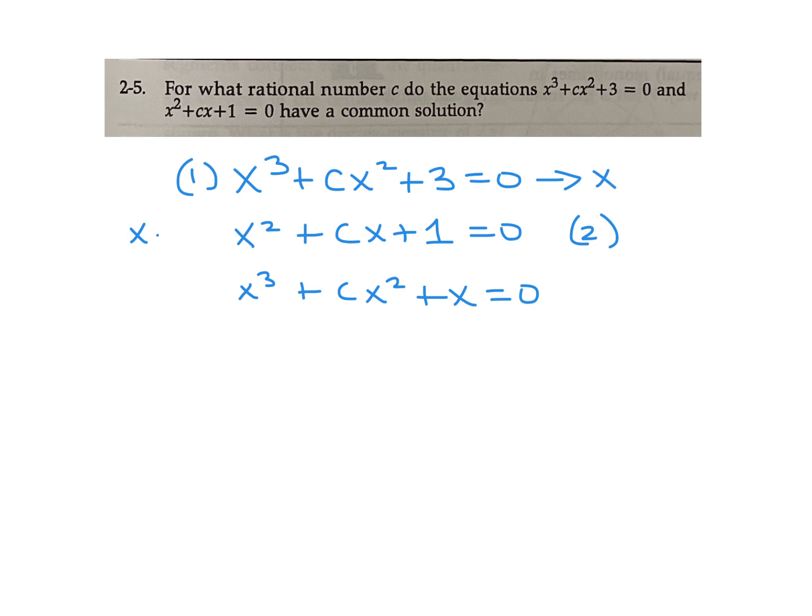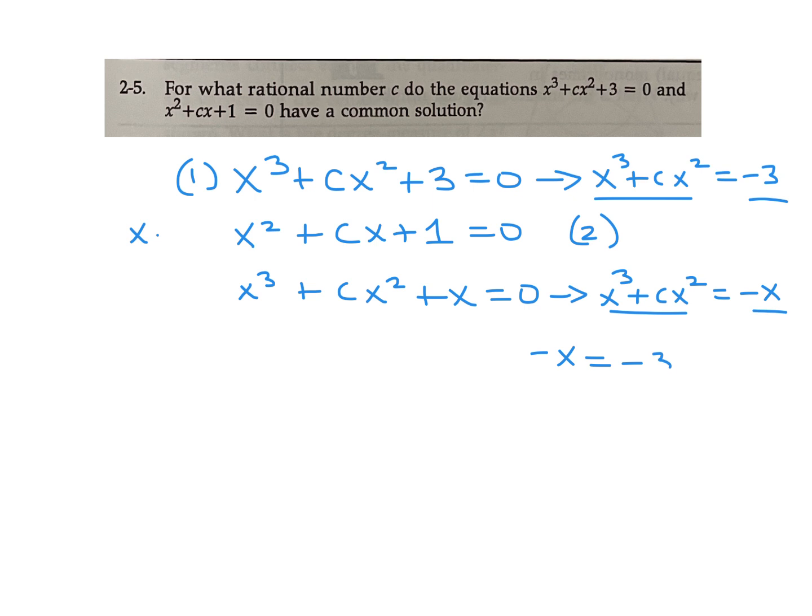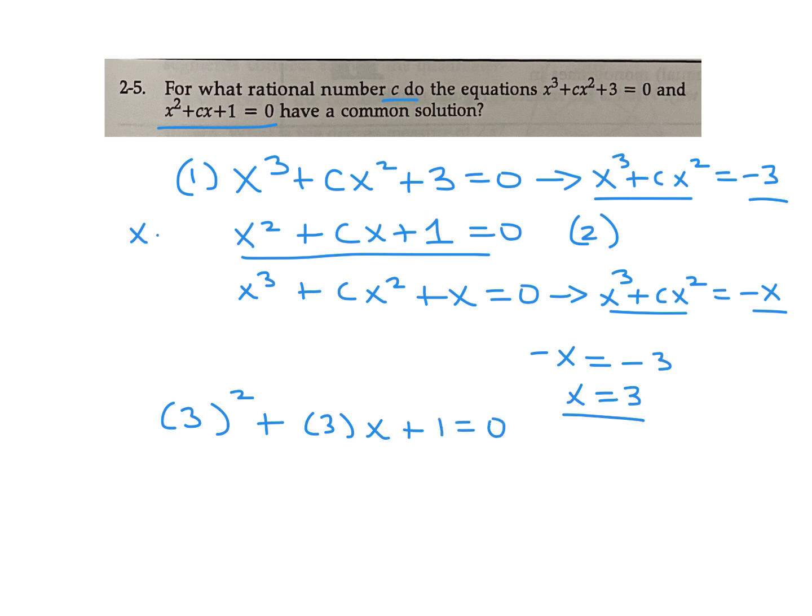So from this one, x to the power 3 plus cx squared is equal to minus 3. And from this one, x to the power 3 plus cx squared is equal to minus x, right? So that means this and this are the same, so this and this must be the same. So that means minus x is equal to minus 3, which basically means that x is equal to 3. Okay, that's great, but they want us to find c. No problem, sub this back into either one of these. Let's sub it back into this guy. So if I do, it'll be 3 squared plus 3 times c plus 1 is 0. So that means 9 plus 3c plus 1 is 0. That means 3c is equal to minus 10, which means that c is equal to minus 10 over 3.